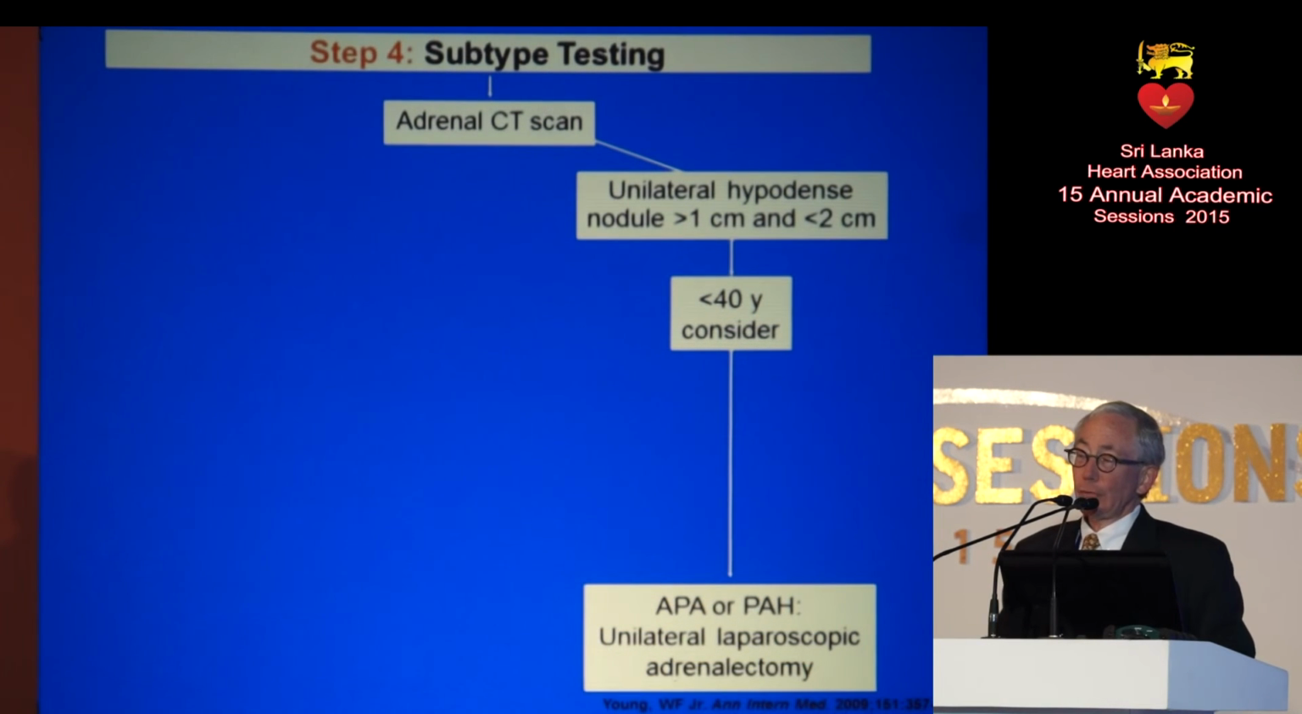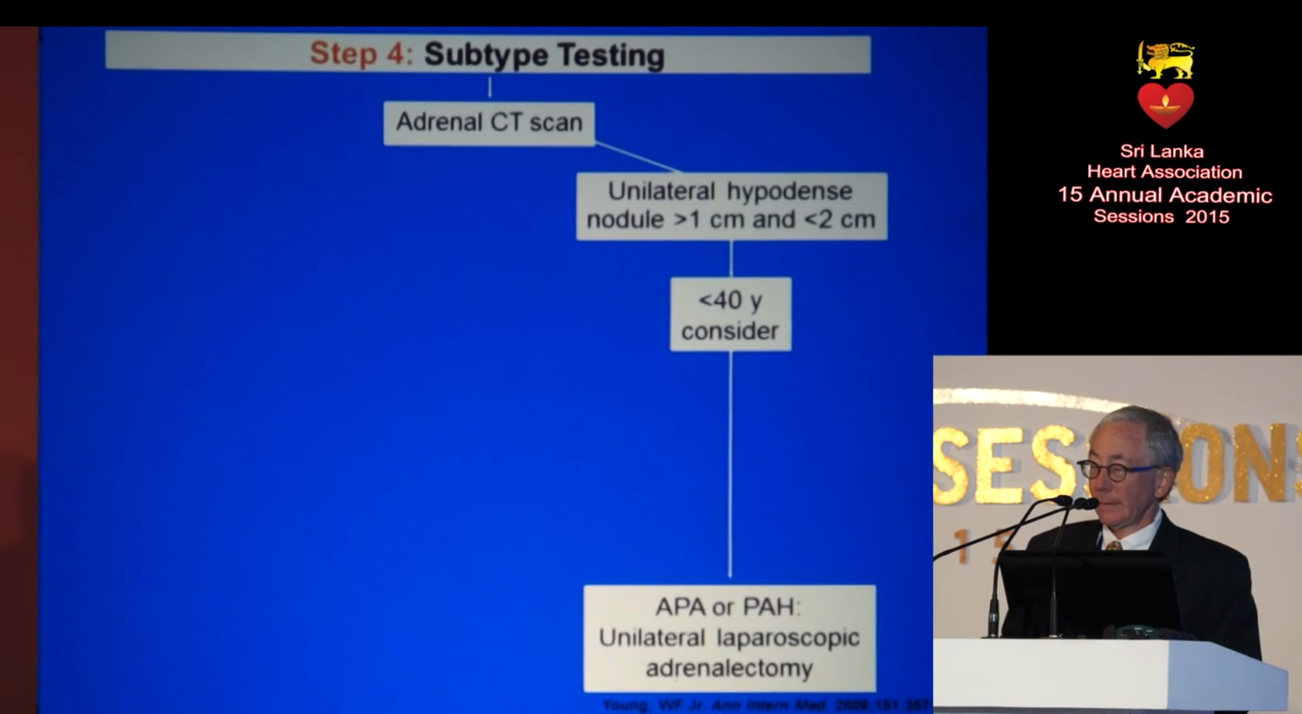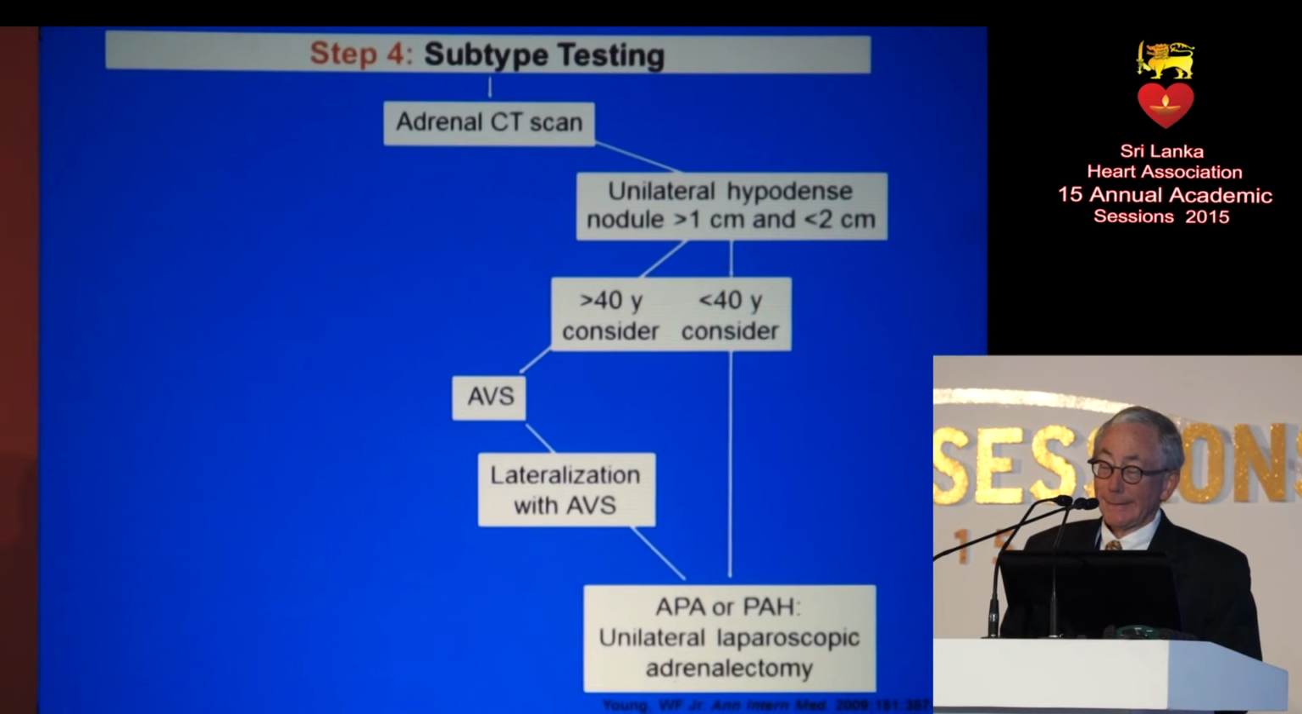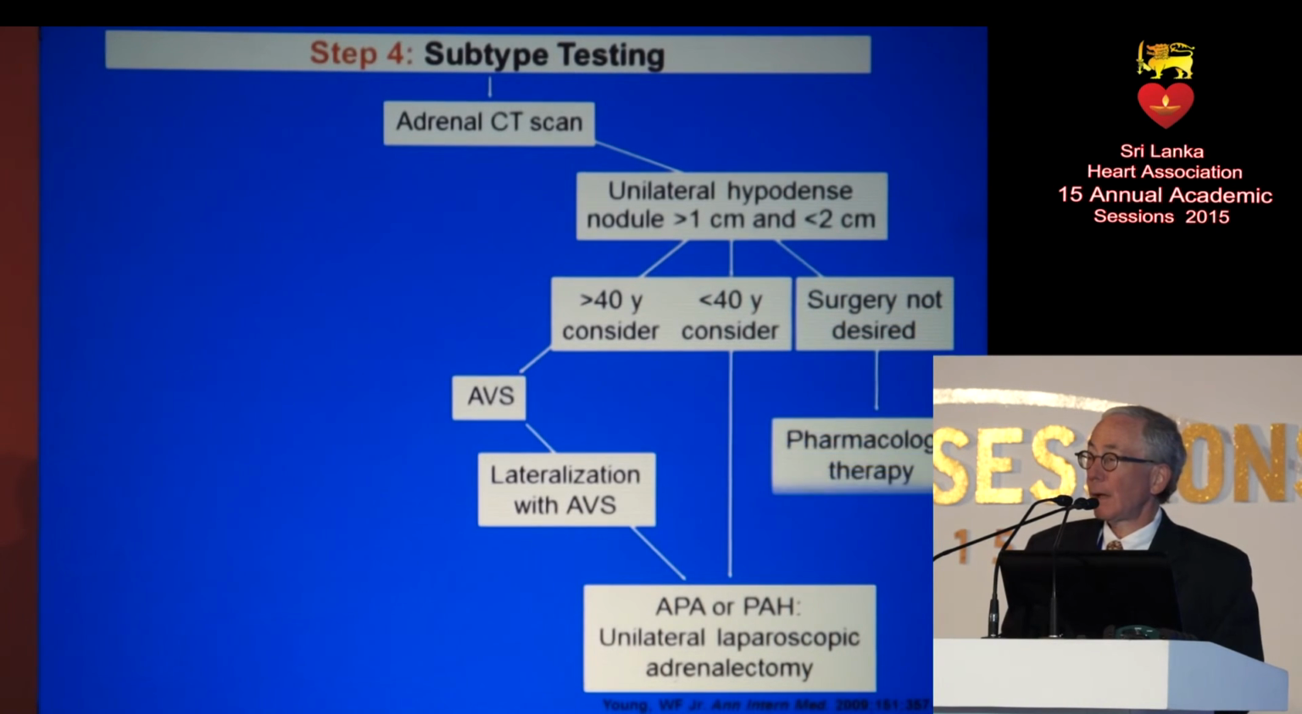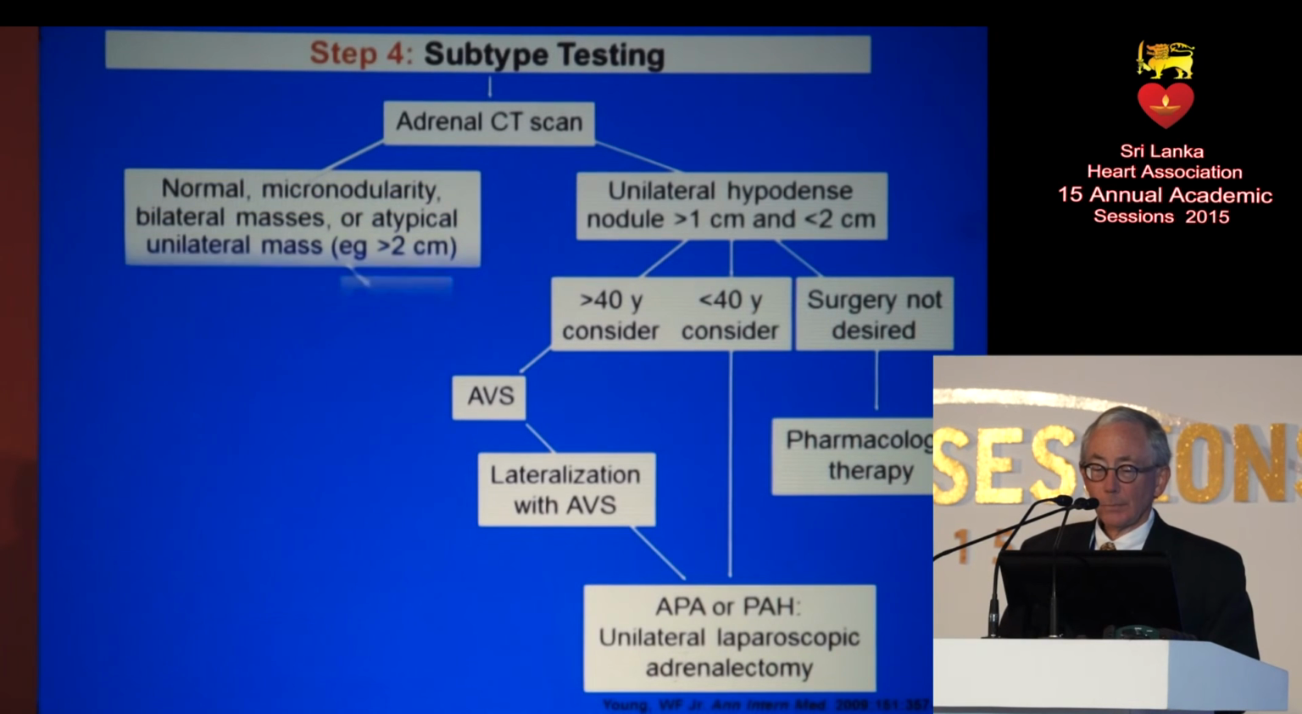If you do an adrenal CT scan and you have a hypodense nodule over 1 centimeter and they're under 40, then you might want to consider removal. But if they're over 40, then it may be smarter to do adrenal vein sampling to make absolutely sure. And of course, if they're not a surgical candidate, we have mineralocorticoid receptor blockers.